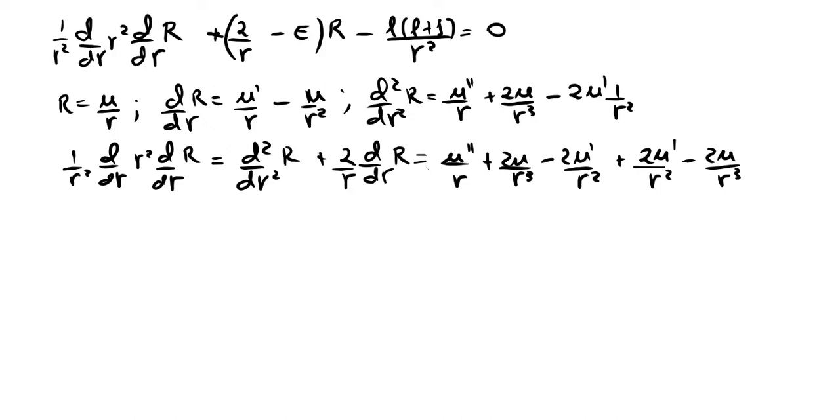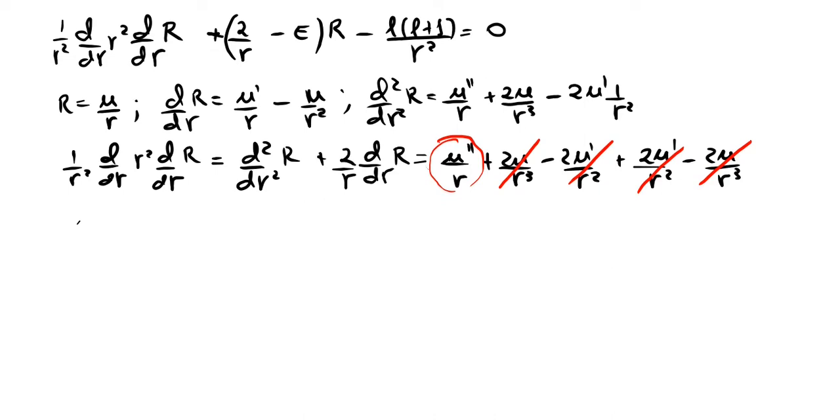Let's see. This term here will cancel out this one, and this term will cancel this one, and now I have only one term. So my equation that had this bunch of derivatives now has only one derivative there, so it's going to be much easier to deal with.